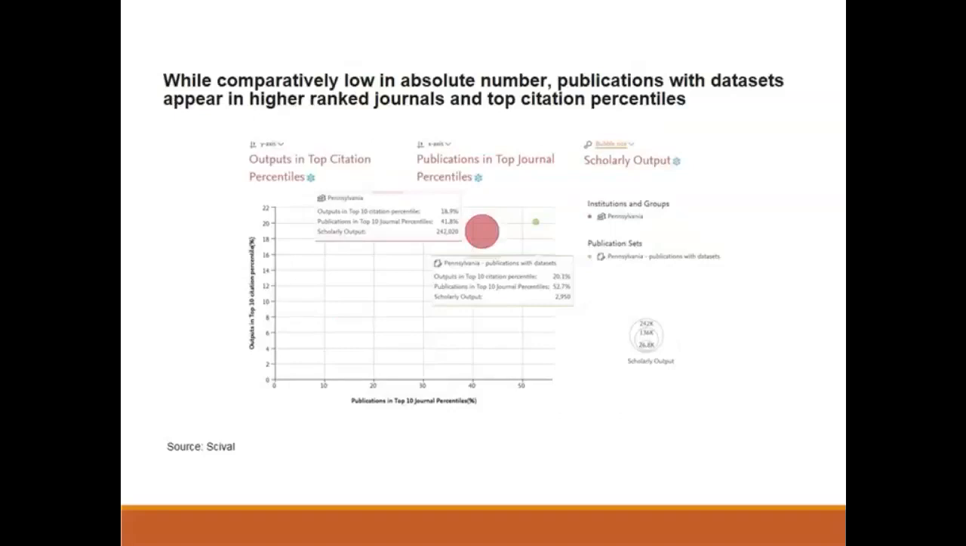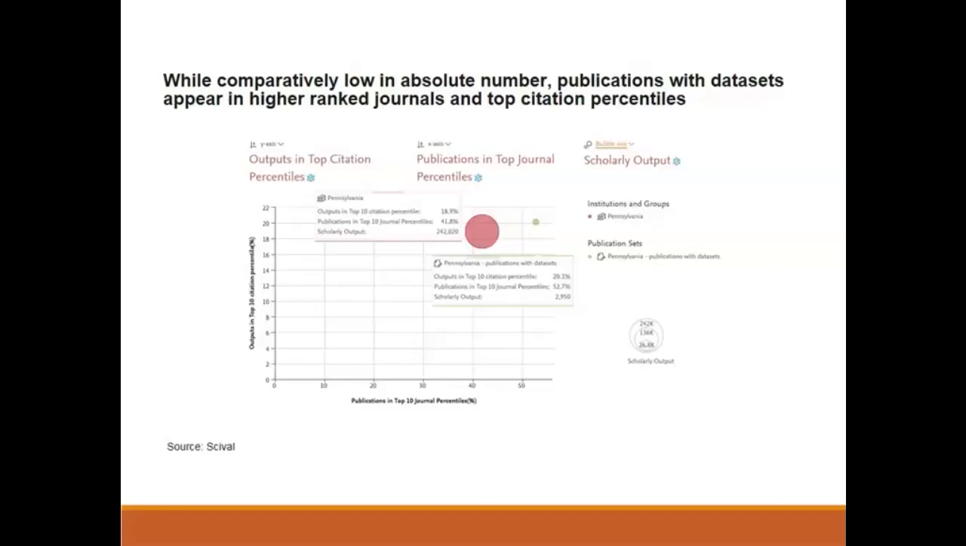And there is also reason to believe that publishing with data sets is better, not only for researchers, but for the institutions at which they belong. So this graph right here, and you may have to zoom in, is showing actually on the vertical axis the outputs in top 10% citation percentiles. So these are the number of publications which are amongst the most cited. And on the x-axis, or the horizontal axis, you see publications in top 10 journal percentiles. So these are journals which are amongst the top 10% in terms of journal ranking.